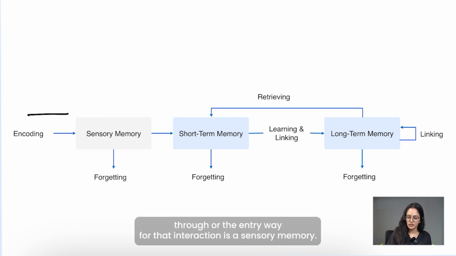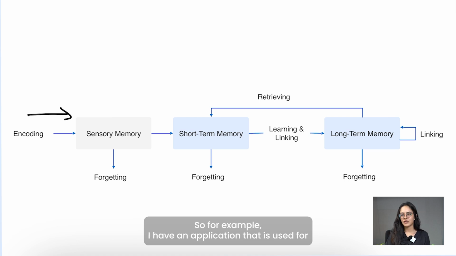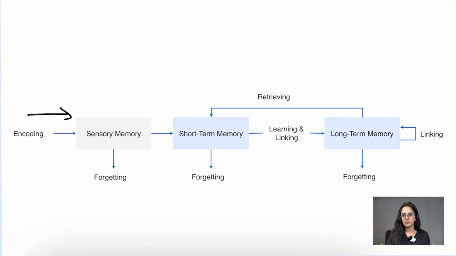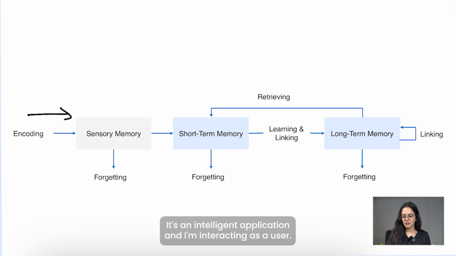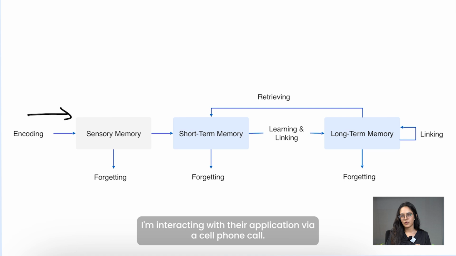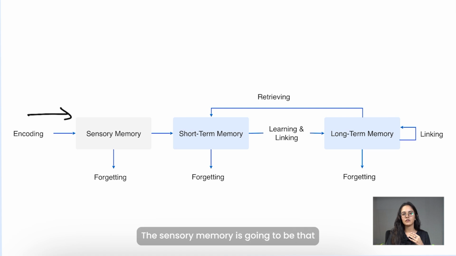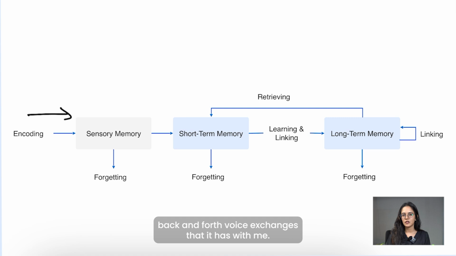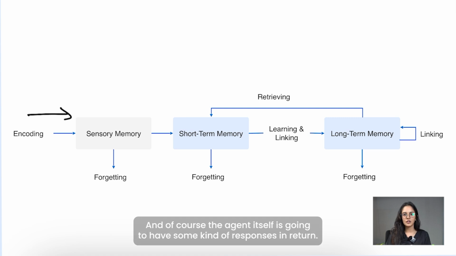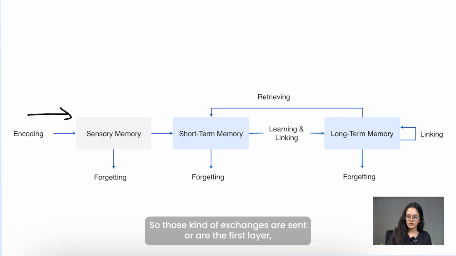For a human brain, or for most intelligent systems, the entryway for an interaction is sensory memory. For example, I have an intelligent application that is used for scheduling patient appointments, and I'm interacting with it as a user via a cell phone call, so it has voice assistance. For this application, the sensory memory is going to be the back and forth voice exchanges it has with me, along with the responses of the AI agent in return. Those exchanges pass through the first layer, which is sensory memory.